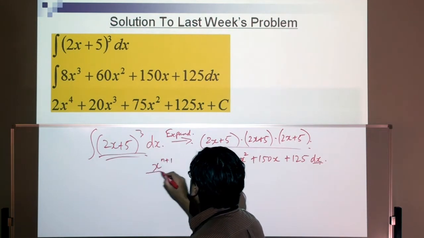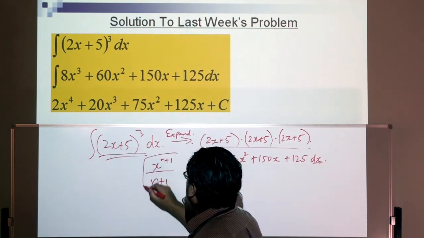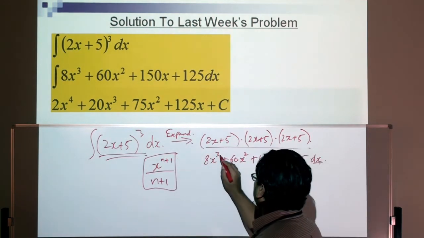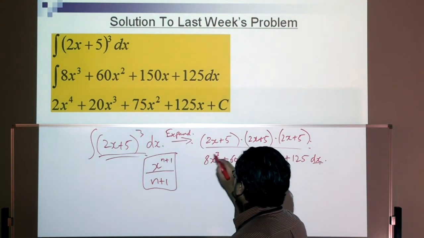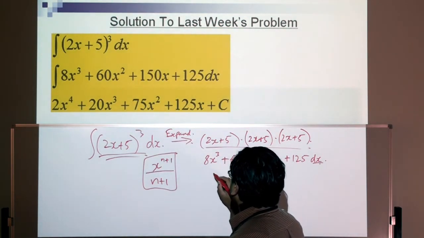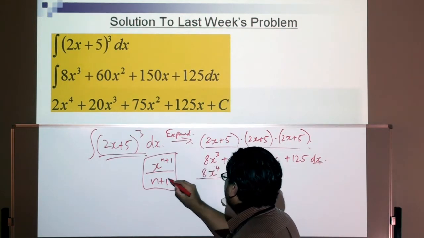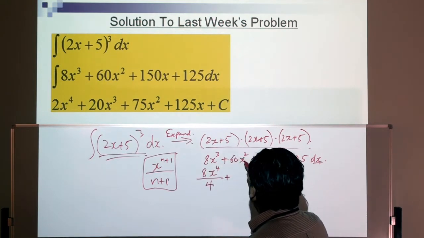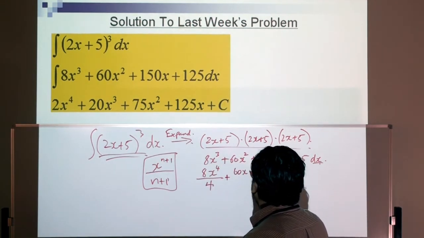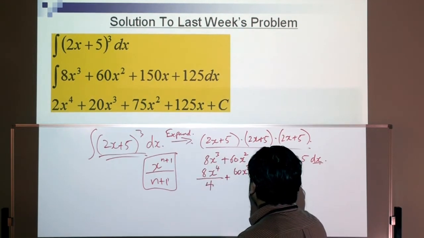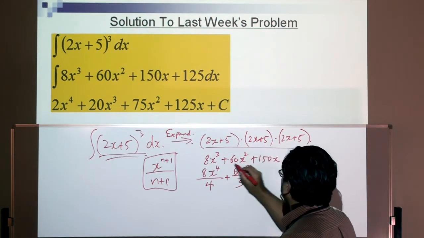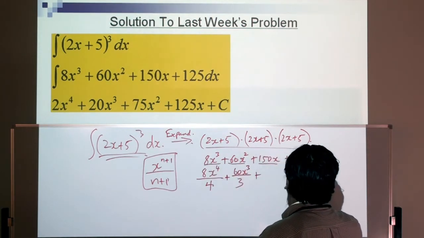x^(n+1) over n+1. Okay, that's our key formula right there. So what we do now is x^(n+1), so 3 plus 1 equals 4, so it becomes x to the power of 4, keep that there, over n plus 1. n plus 1 is 4, so over 4, plus 60x squared: 2 plus 1, so it becomes 3 now, over 3, plus that term, that's 1 term, 2, 3, 4.